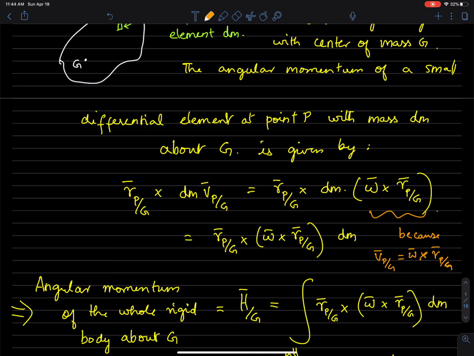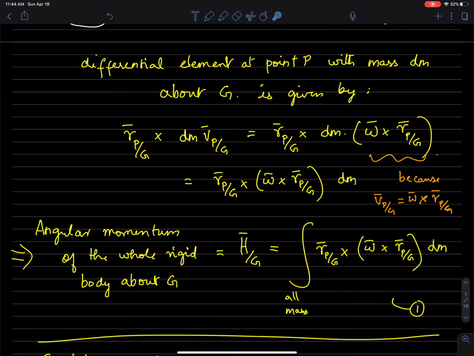Okay. So we have this expression now. What is this expression? Well, this is just the expression for the angular momentum of a differential element at point P. The angular momentum for the whole rigid body is now the integral of this little angular momentum over the whole rigid body.